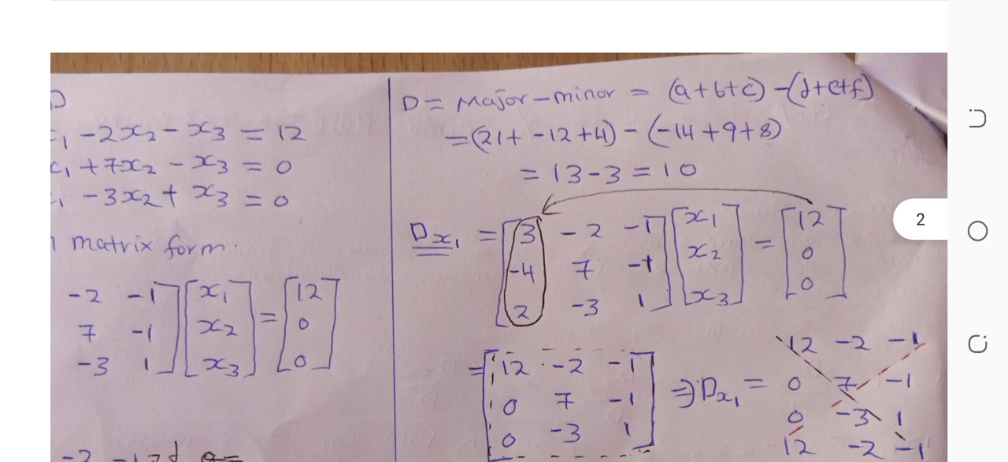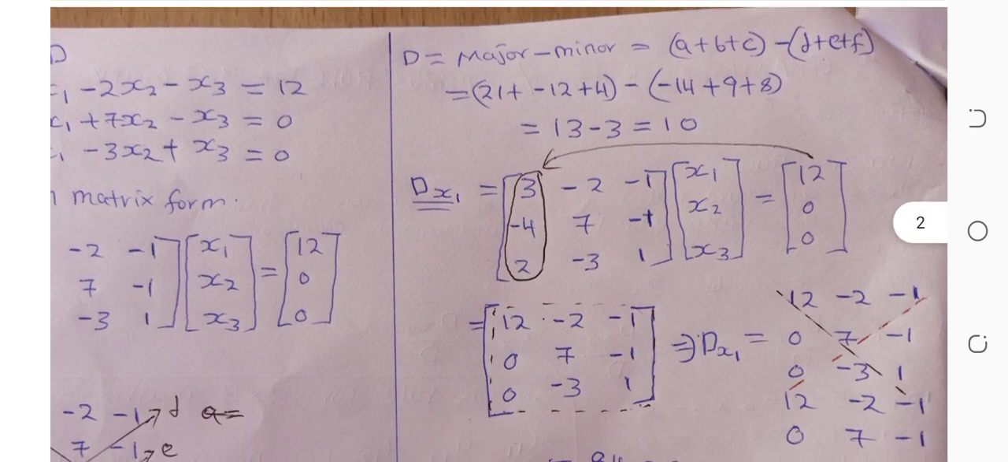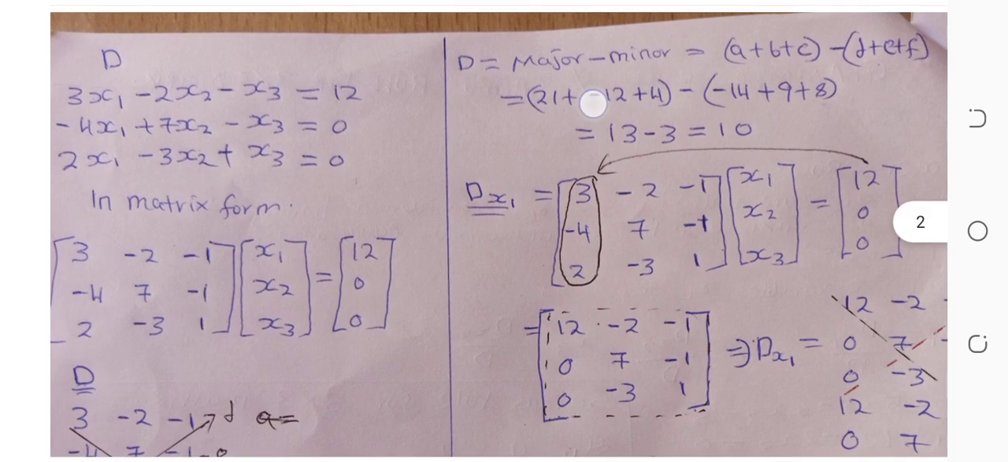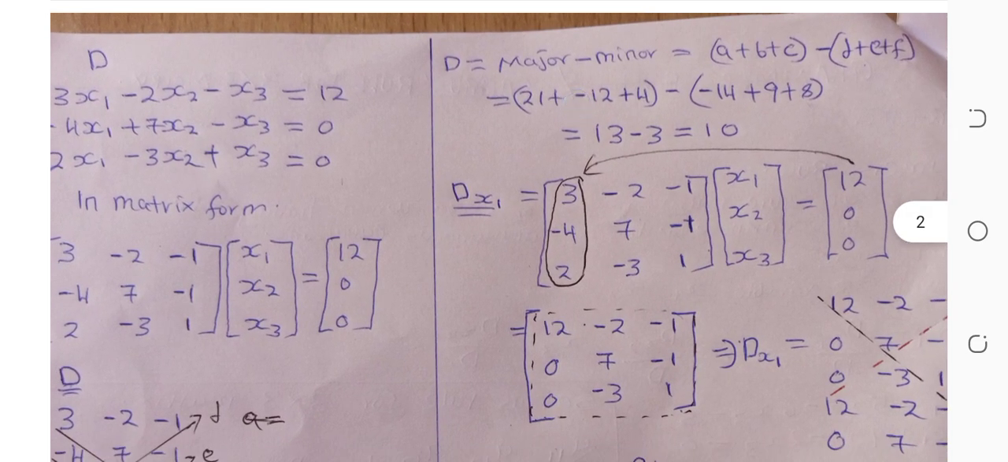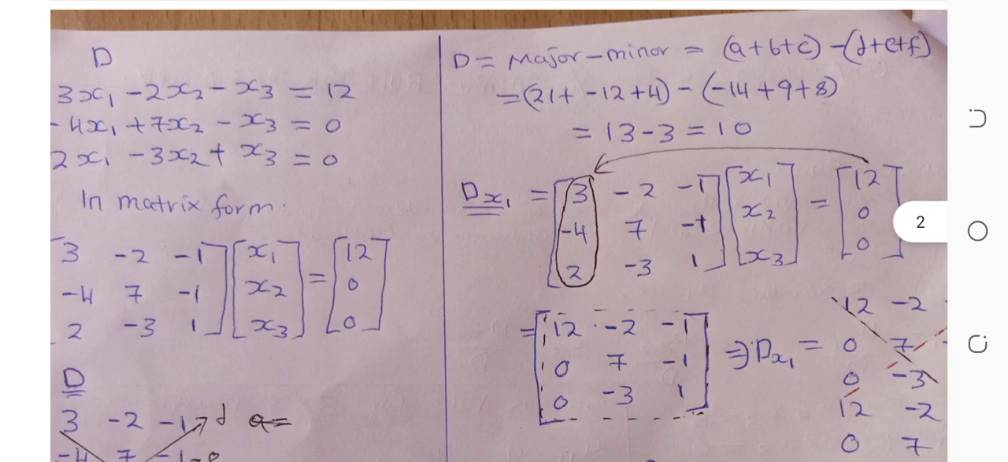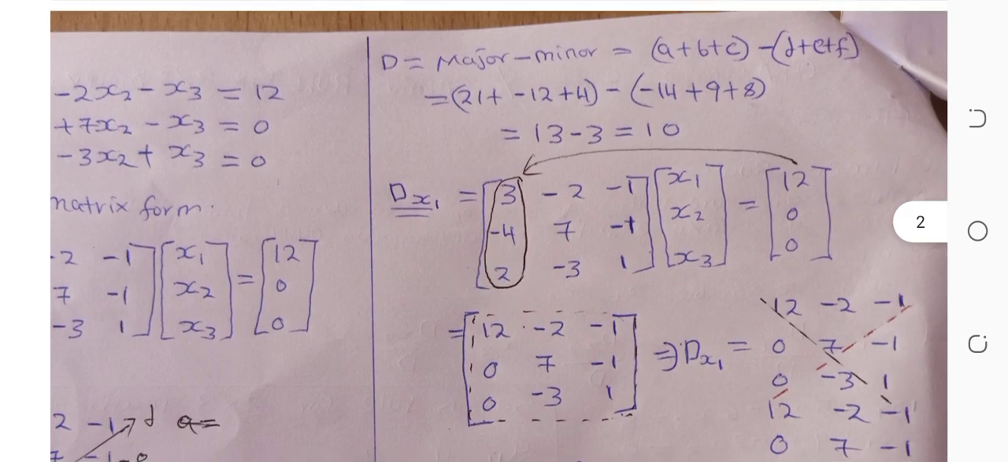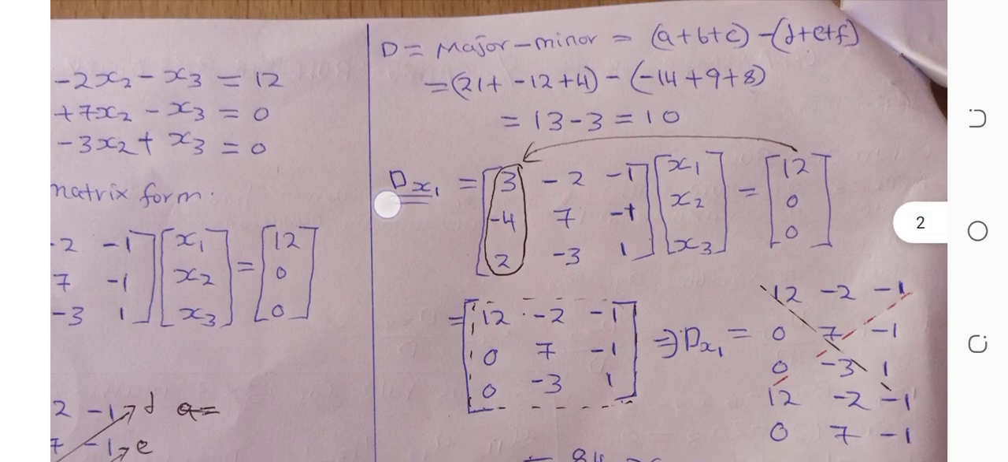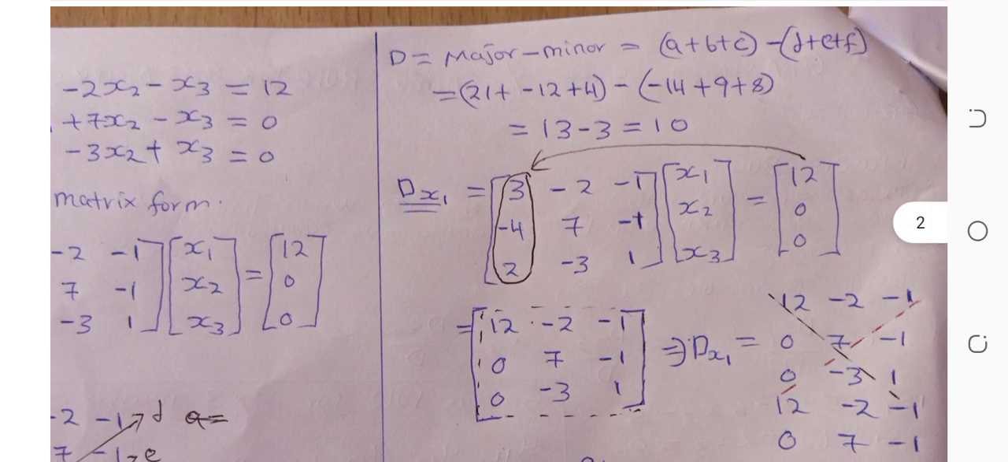Then plus E plus F. So we are getting -14 plus 9 plus 8, which is equal to 13. So this one is giving us 13. Then minus this one, which is giving us 3. So it is 13 minus 3, which gives us 10.